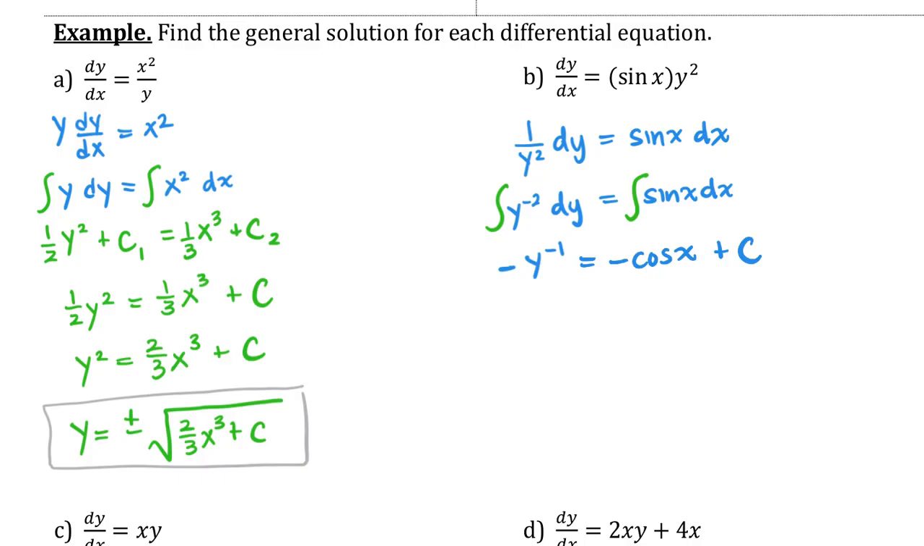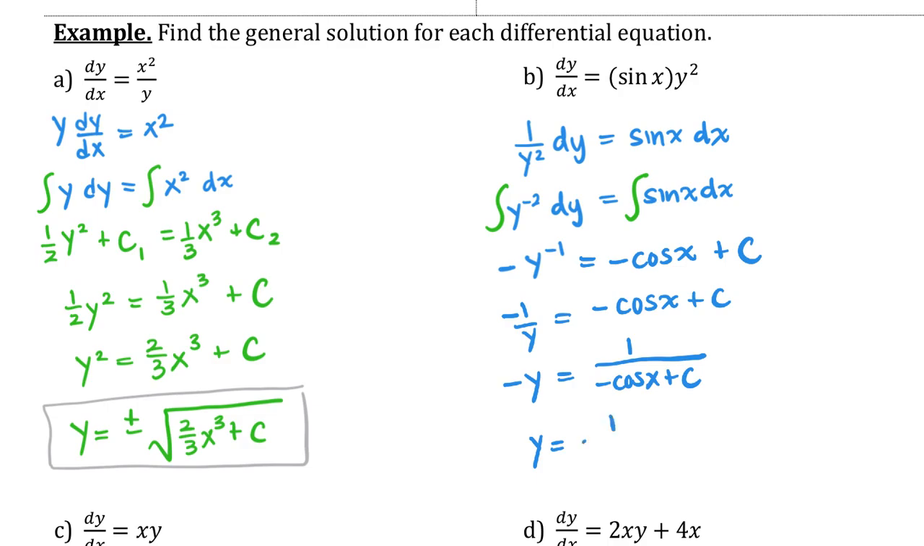This is looking good. Let me just solve for y. Okay, I'm going to rewrite this as a fraction, I think. Negative cosine of x plus c. How do I want to solve this? I'm going to flip this upside down. So on the left side, I will have negative y, and if I do the reciprocal of the right side, I'll have 1 over. Okay, and then I'll multiply by negative. This is going to be, instead of negative cosine, it'll be positive cosine x.